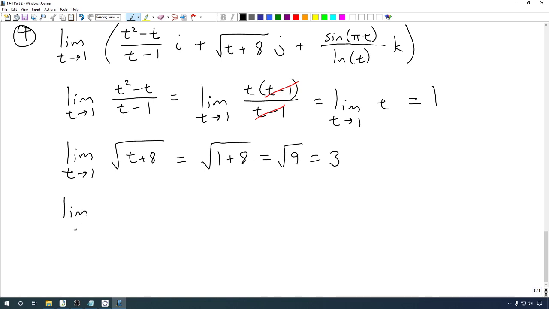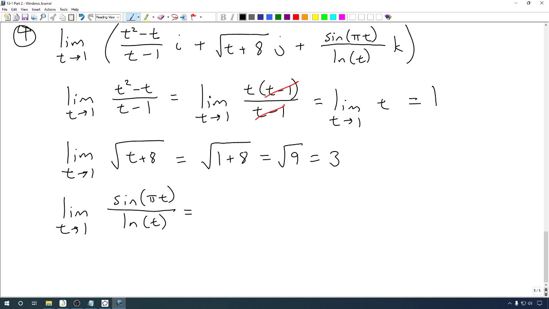Now we're dealing with the third component, which is the most complicated of them. In this case, we're dealing with sine over natural log. If we try to plug in 1, sine of pi is going to be 0. Natural logarithm of 1 is going to be 0. So we have a 0 over 0 situation. We can't really just plug it in.